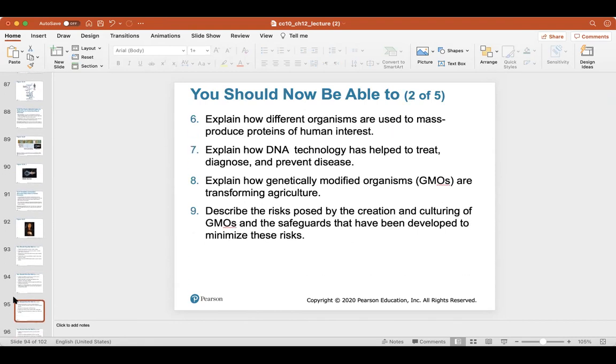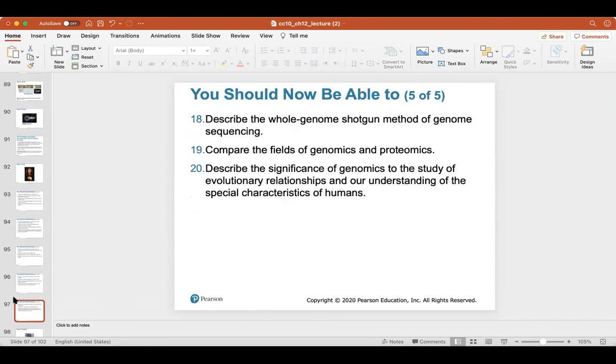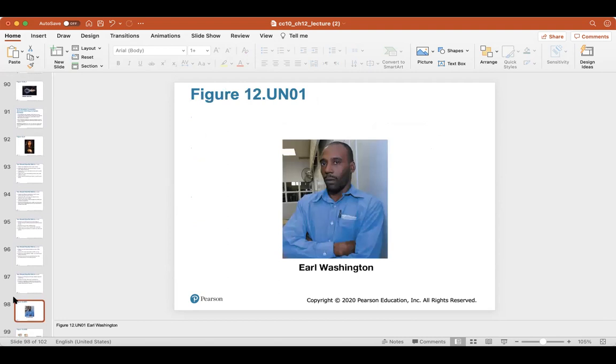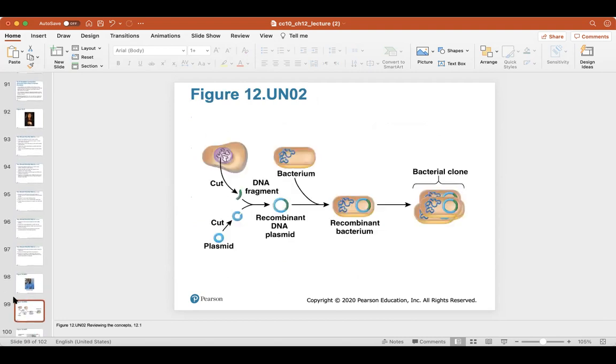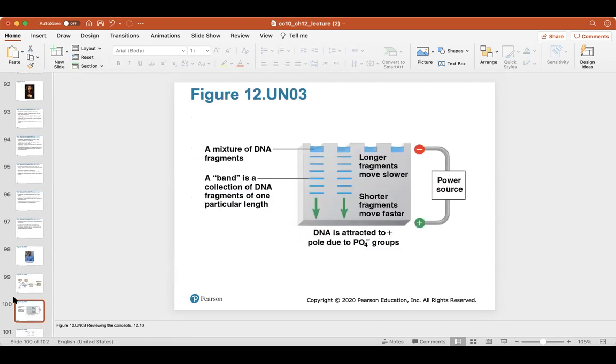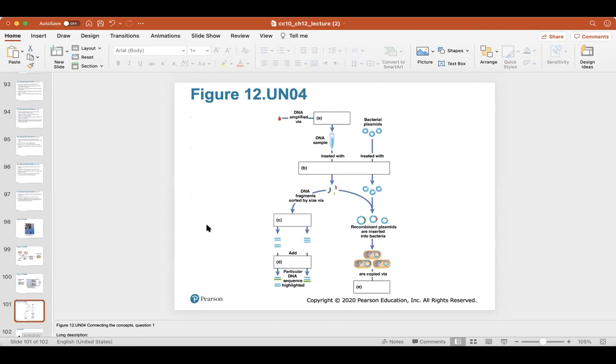Here is a long list of things you should be able to do from this chapter. This is the man who was exonerated by the DNA profiling. Reviewing concepts, DNA profiling. This is a great picture to study and think about what words you can insert to review there.